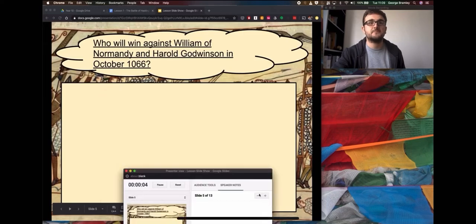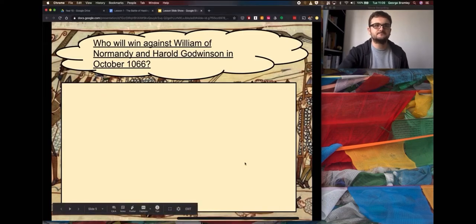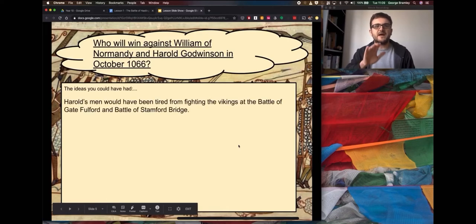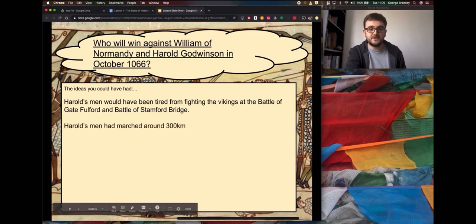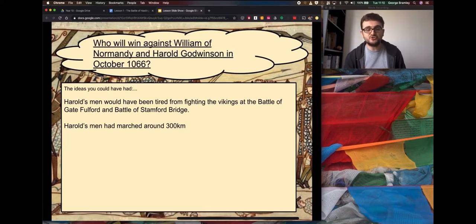Here we go. So, you've already learned that Harold Godwinson's Anglo-Saxon men would have been tired at this point from fighting the Vikings in the north of England, first at the Battle of Gate Fulford, then led by Harold Godwinson himself at the Battle of Stamford Bridge. You've also learned that in order to take part in that battle, Harold's men had marched around 300 kilometres north, so therefore they'd likely be very tired.